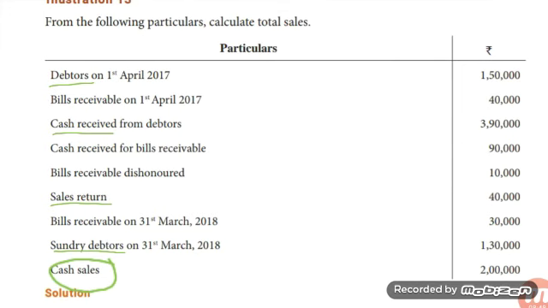Then enter all other items on the opposite side. By cash received 3,90,000. By sales return 40,000.